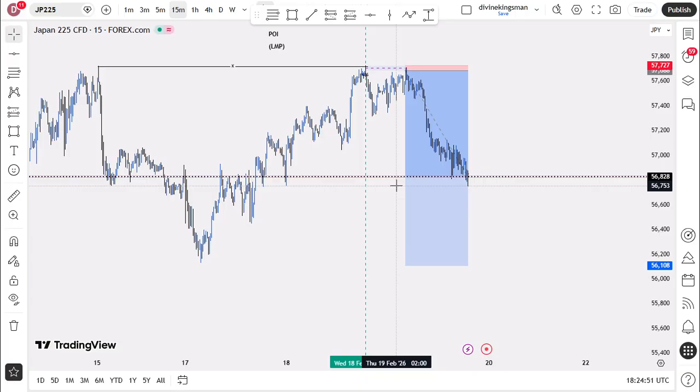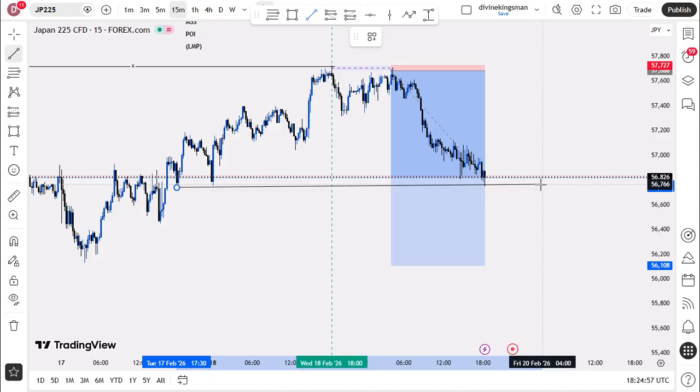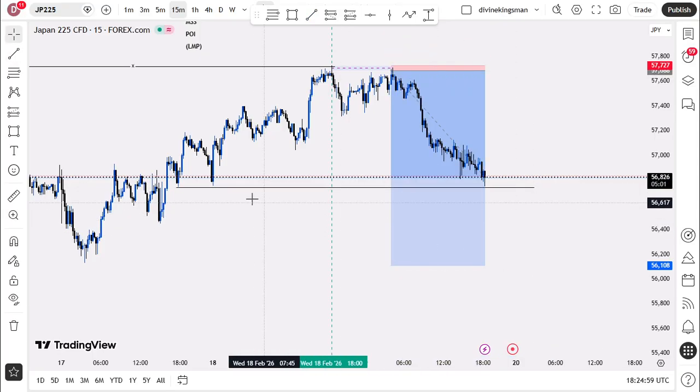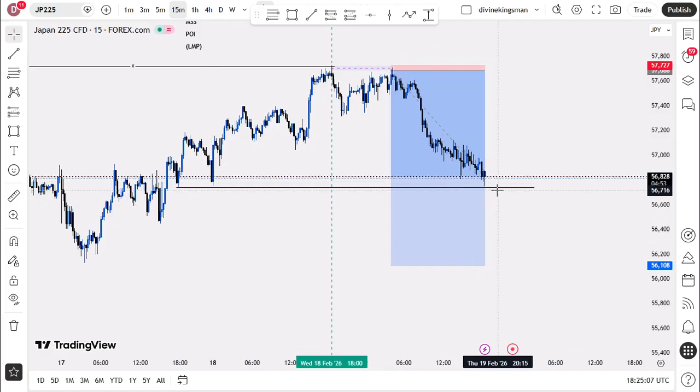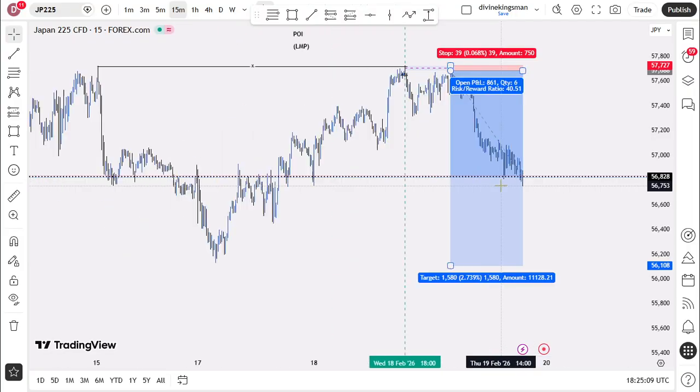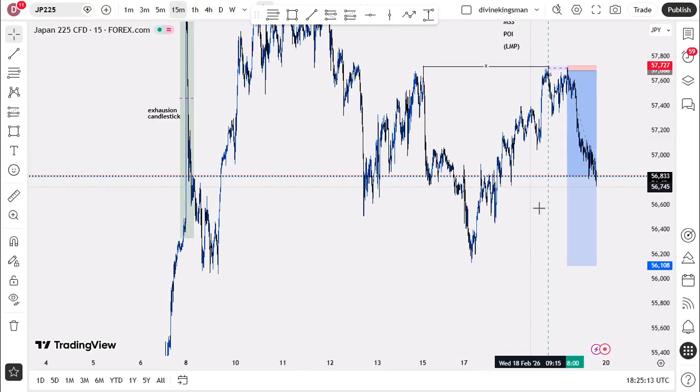You can see here we have equal lows, a very clean relative equal low. Of course, price is going to come and take it out, expecting a massive sell, like a break from this. This liquidity is a draw on liquidity, so price will want to take it. So I hope it's clear. This is just how I was able to analyze this JP225 jump. So that's all.